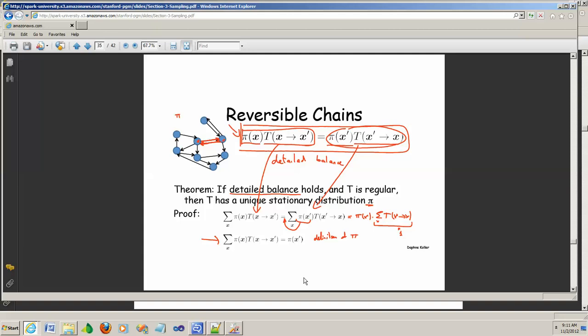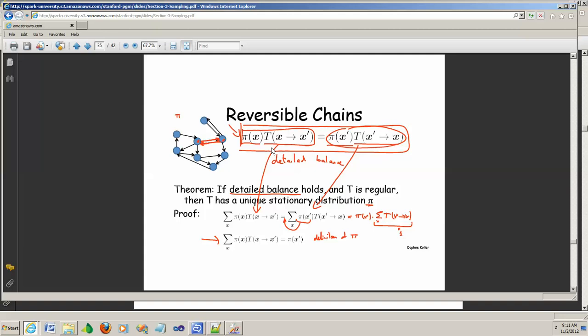So in a reversible chain, pi of x times the transition model, that is moving from x to x prime, is equal to pi of x prime, which is the new state, times the transition from x prime to x. So that is going from here to here. So if you multiply pi of x with the transition model, that will hold good in the reverse direction, which is pi of x prime times T of x prime to x.